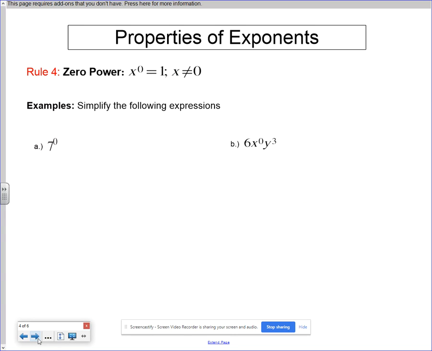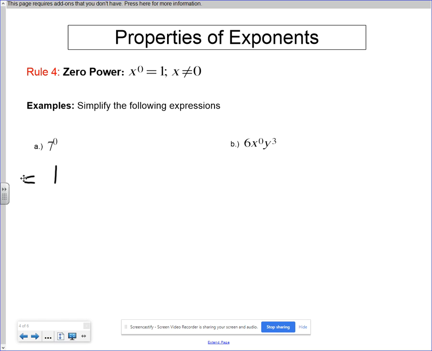The last rule that we're going to go over today is the 0 power, and this just states that if you have x to the 0, or anything to the 0, it is going to equal 1, as long as it's not 0. So if we look at this first example here, we have 7 to the 0. 7 is not equal to 0, so this is just going to be 1 using this 0 power rule.